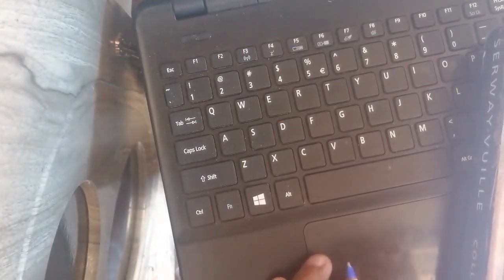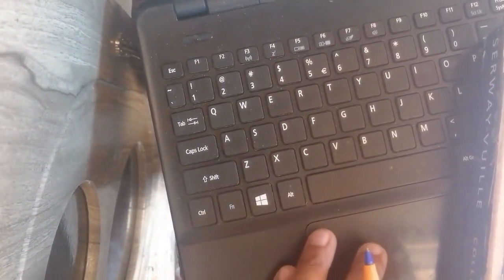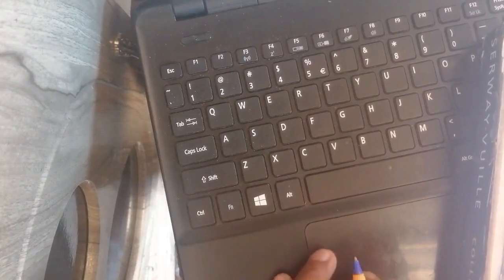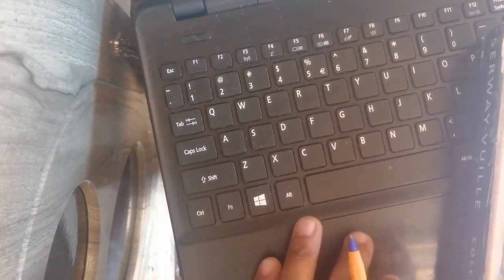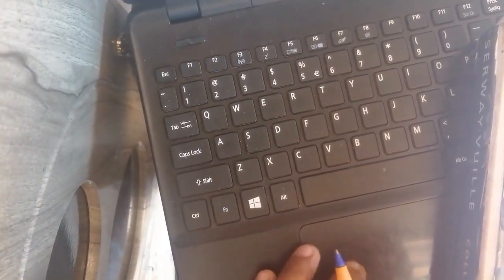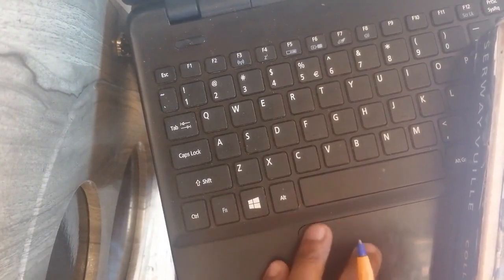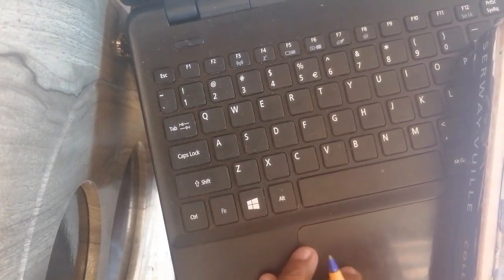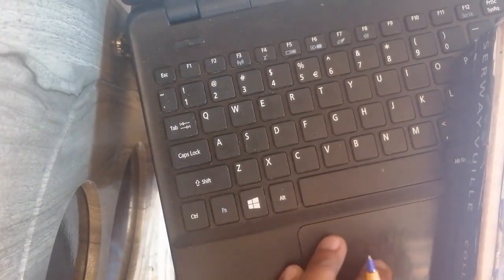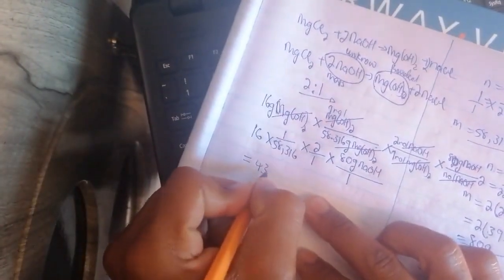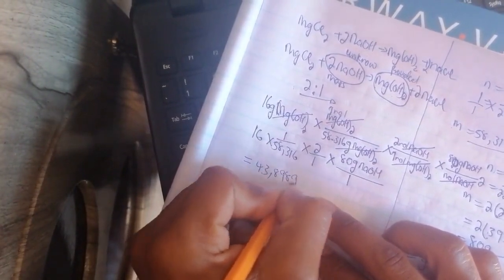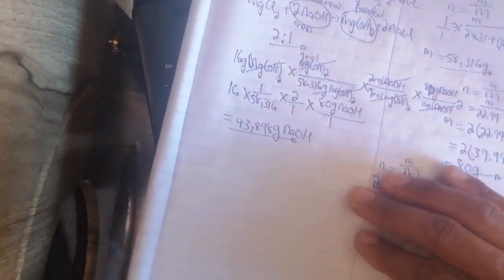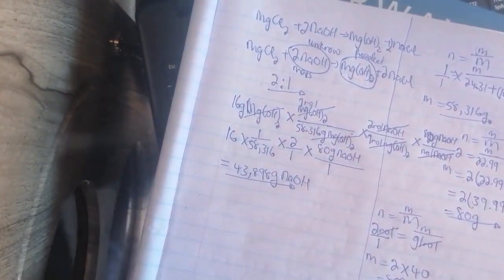And if we plug this on the calculator, let's see the number that comes out. So 16 multiplied by 1 over 58.316 multiplied by 2 multiplied by 80, and you will get 43.898 grams of sodium hydroxide. Now let me take your mind back. Remember, it is very, very dangerous in here.